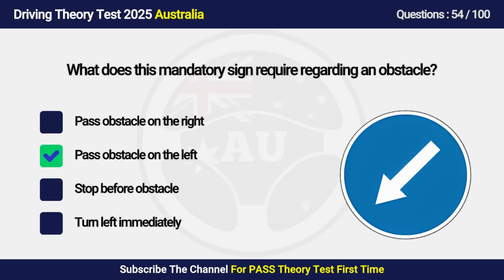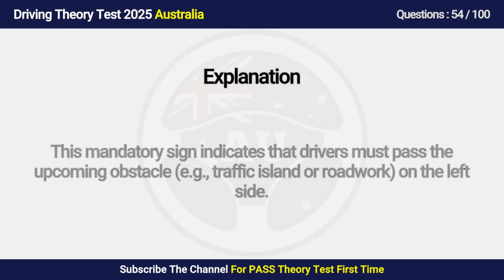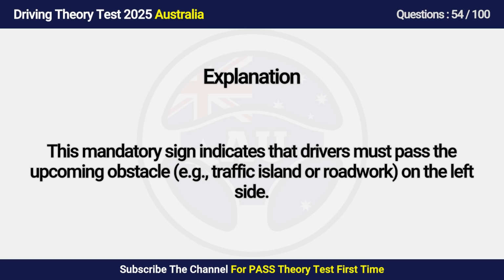Answers is B. Pass obstacle on the left. This mandatory sign indicates that drivers must pass the upcoming obstacle, e.g., traffic island or roadwork, on the left side.